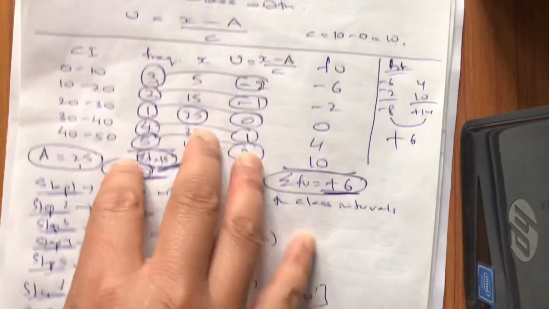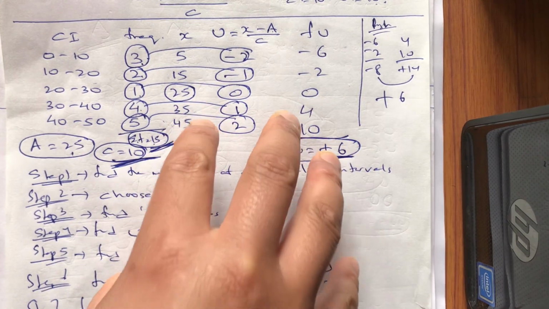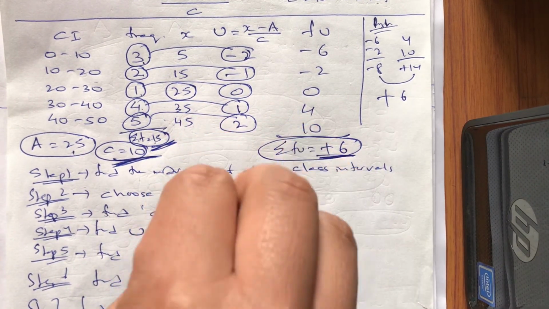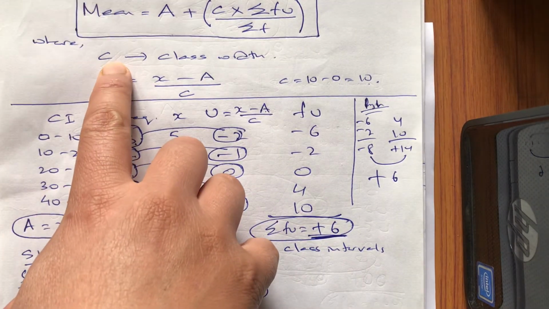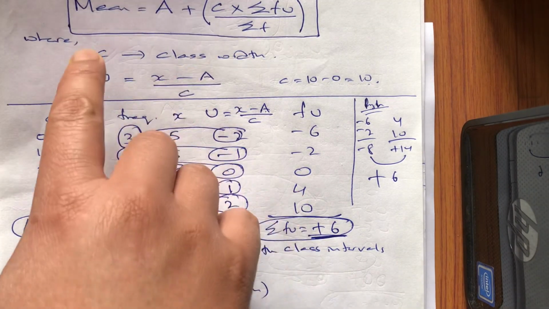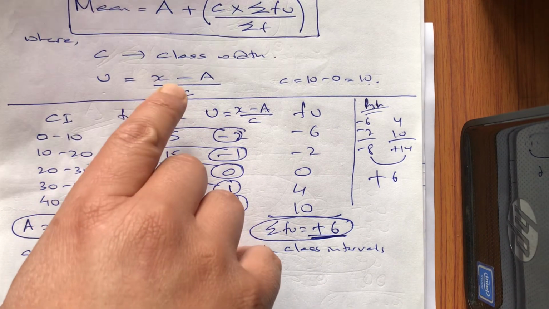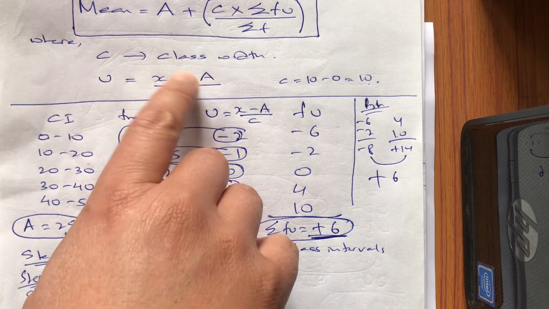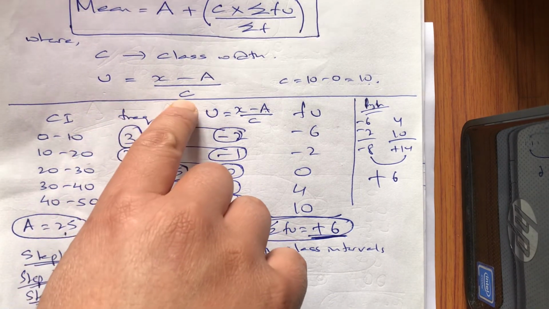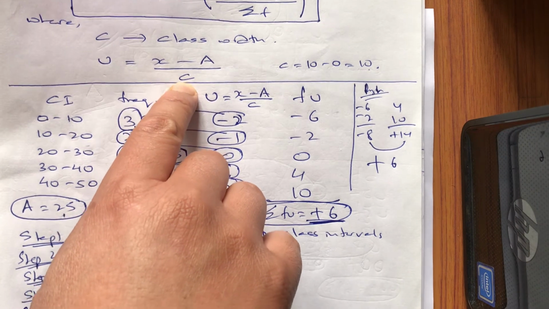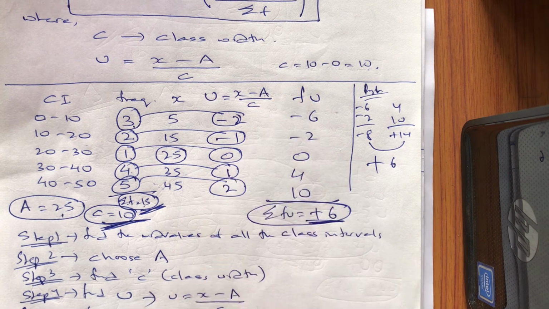So it's almost similar to your shortcut. If you have understood shortcut, then step deviation shouldn't be a problem for you, because there's only one extra thing, that we just have to find one class width, that is your c, and then instead of a d we will find a u. And how do I find my u? It's the same, the numerator is still the same, like a d, x minus a. It's just that now to get your u you have to divide that by c, and instead of getting fd, now we'll get fu. Okay, and that is how we solve.